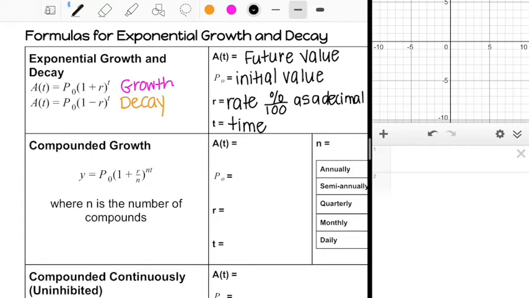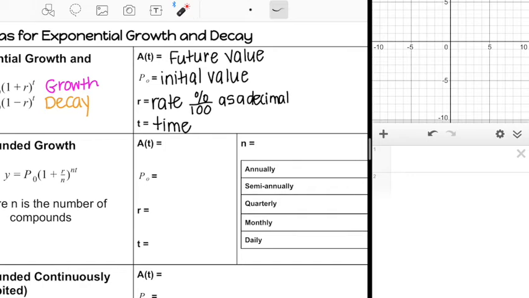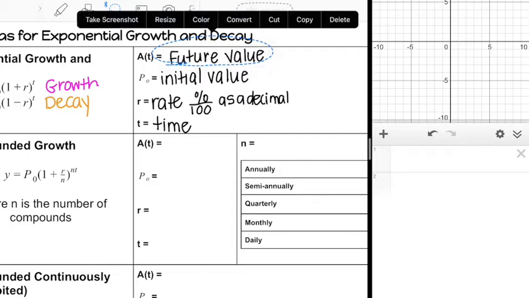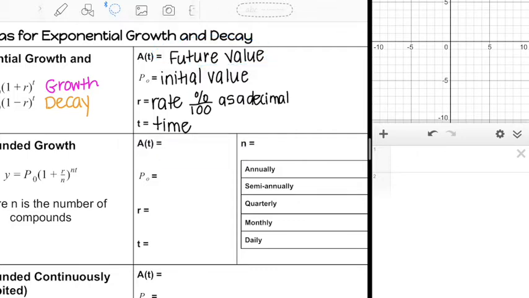The difference here is I have compounded growth. Compounded growth means that I'm actually going to calculate this so many more times in a particular, let's say, a year. So if you notice, everything here is the same except for the n. Everything is the same as the growth formula except for the compound. The compound is the number of compounds per year. Now, as I said before, we're looking at the future value, so the future value is going to be my A of t.